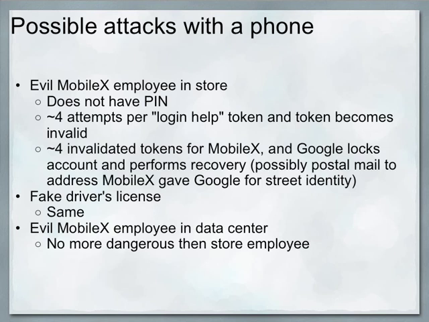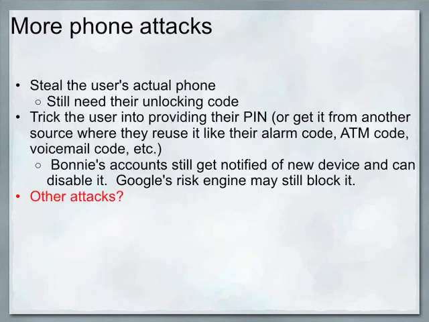So that's one scheme. Another scheme is, hey, the evil person isn't an employee of MobileX, just some evil person that creates a fake photo ID for Bonnie, walks in the store and shows it, tries to get a phone. Again, it has the same protections in place. Or maybe it's still an evil MobileX employee, not in the store, but in the data center, who actually has access to the long-lived OAuth token. Again, that's fine, it still has the PIN problem, because the OAuth token by itself, the one that's stored in the customer account database, doesn't give complete access to the account, or actually any access without the PIN.